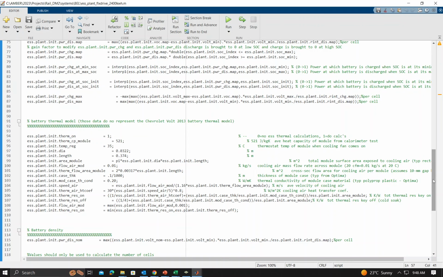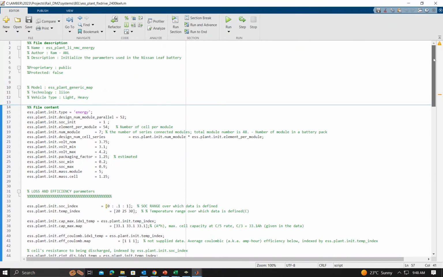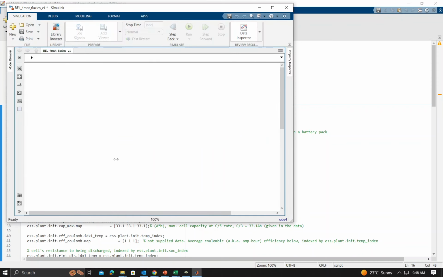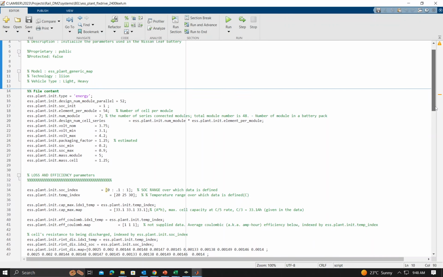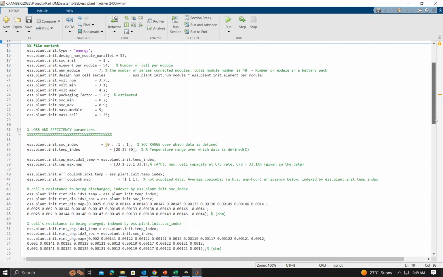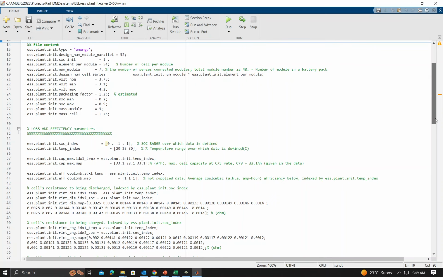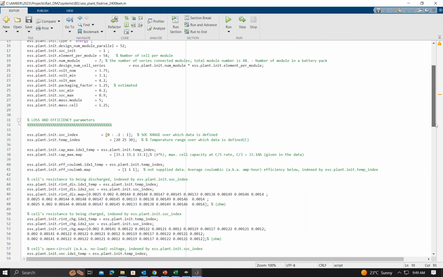This is the cell initialization file, which is a MATLAB script, and here you can see that all the cell related parameters are entered: the minimum voltage of the cell, the number of cells in the module, the number of modules in parallel, and the minimum and maximum SOC. Since we didn't have the actual data from the locomotive, we have made some assumptions based upon data available in the public domain.